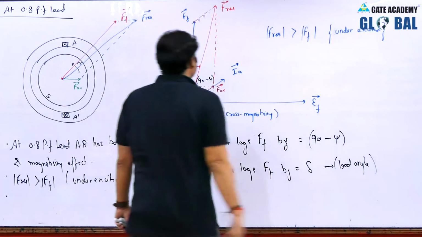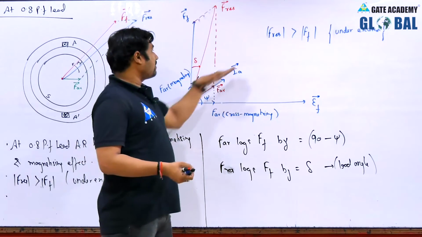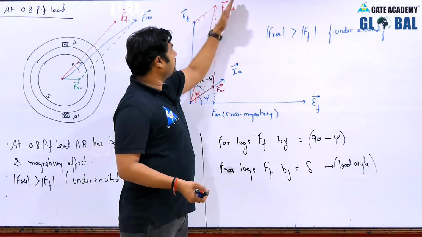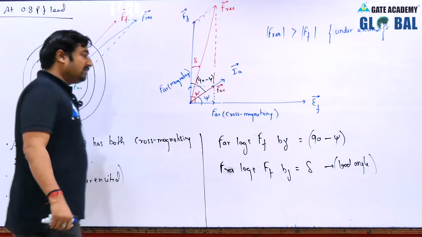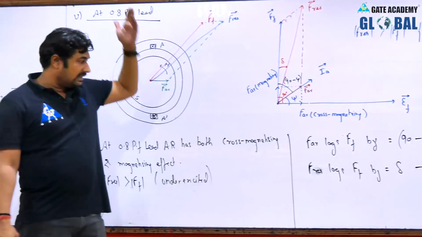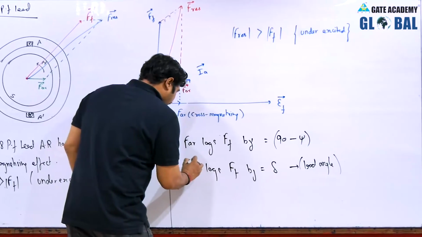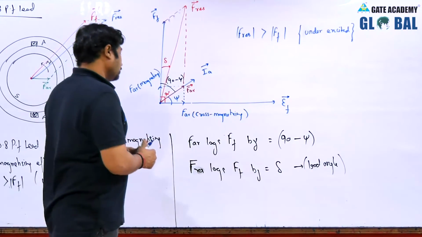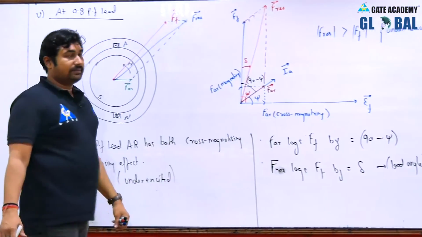Is it okay? Because if you increase the load, armature current increases. With the increase in armature current, you can see that this flux is going to be directed here, and the load angle delta is increasing. Is it okay? So, you can say this to be the F resultant lags FF by an angle of delta, that is load angle. Is it okay? So, keep these angles in your mind.